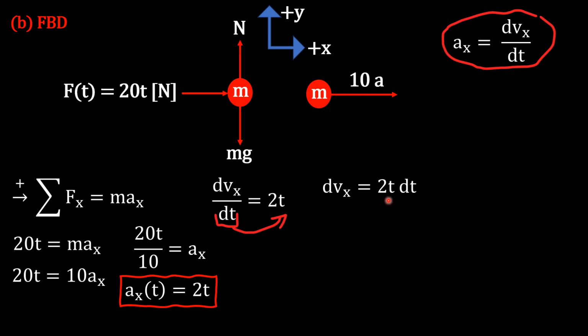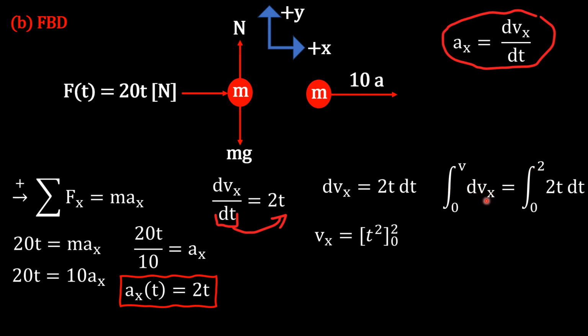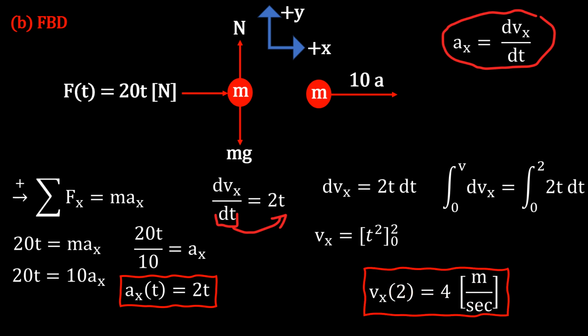Now we can take the integral on both sides of the equation. The integral here will be from 0 to v, and the integral here will be from 0 seconds to 2 seconds. So the antiderivative here of dv in the x direction is velocity in the x direction, and the antiderivative of 2t is t squared, between the limits of 0 to 2. So when we plug in, 2 squared minus 0 squared gives you 4. So that tells us the velocity in the x direction at 2 seconds is equal to 4 meter per second.